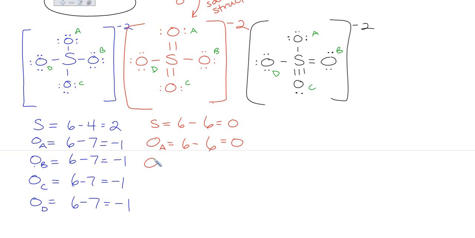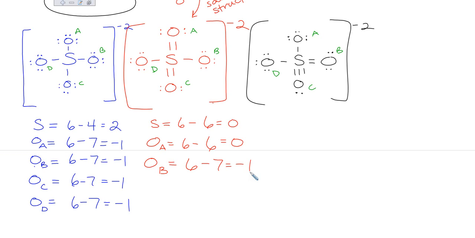Let's try oxygen B. Oxygen B normally has 6 valence electrons. We've assigned 7 for a formal charge of -1. 6 electrons in those lone pairs. And then 1 electron from that single bond. 1 goes to oxygen, 1 went to sulfur.